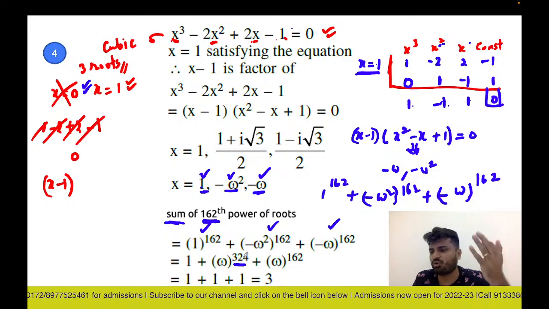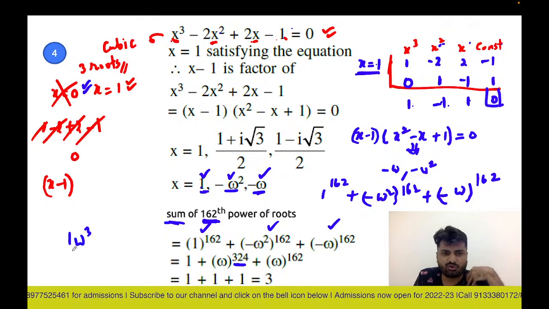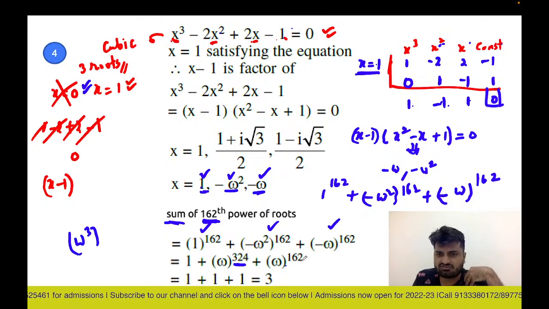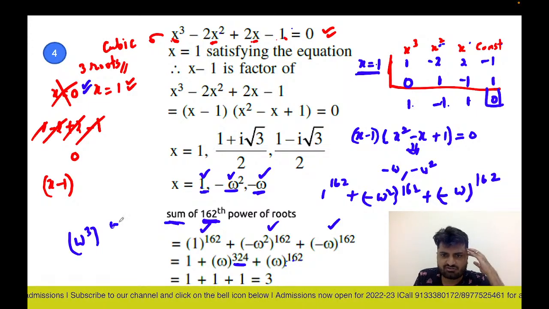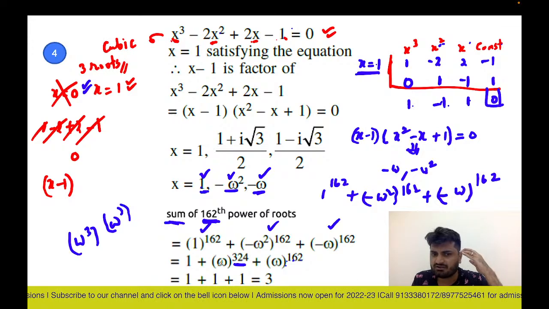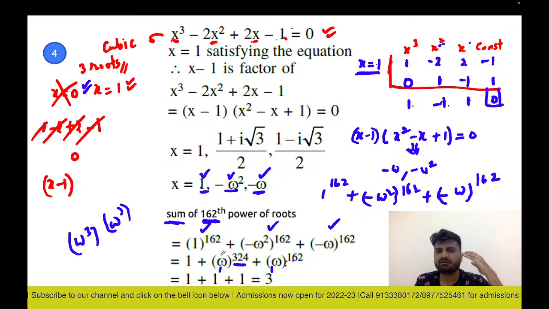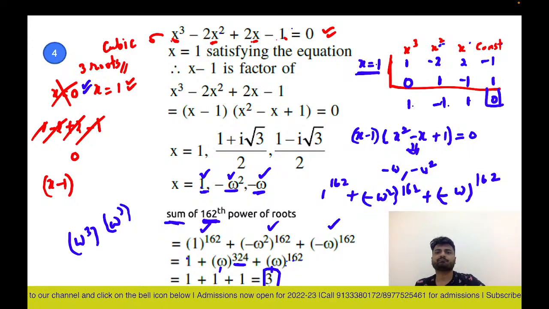324 it goes in 3 table. So you can write omega cube power something. This also 6 plus 2, 8 plus 1, 9. So again 3 is a factor. So this also you can write omega cube power something. So this will also be 1, this will also be 1. So we will get 1 plus 1 plus 1, answer as 3.